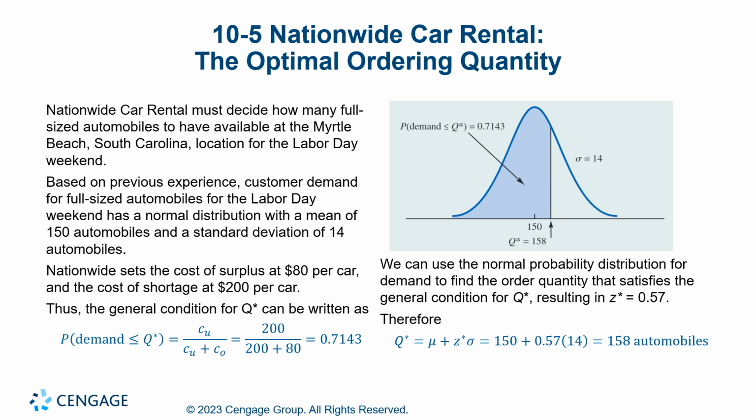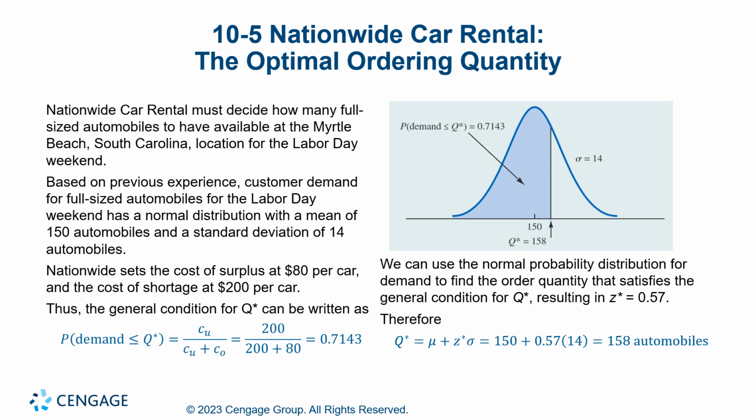So this nationwide car rental situation can benefit from the use of a single period inventory model. The company must establish the number of full-size automobiles to have available prior to the weekend. The customer demand over the weekend can then result in either a stockout or a surplus. Let us denote the number of full-size automobiles available by Q. If Q is greater than the demand, then Nationwide will have a surplus of cars.